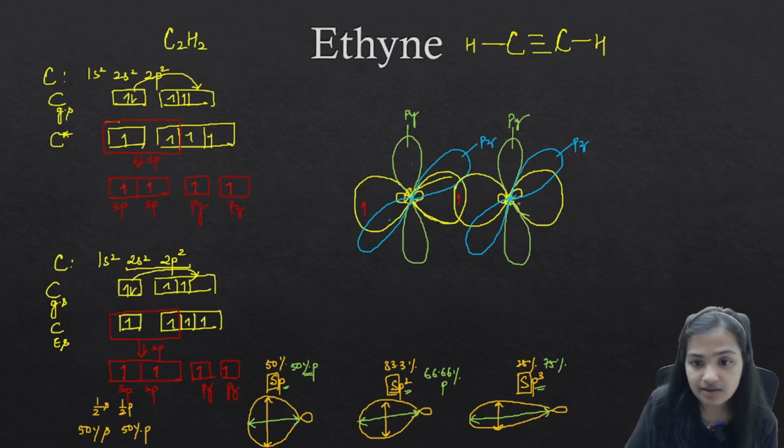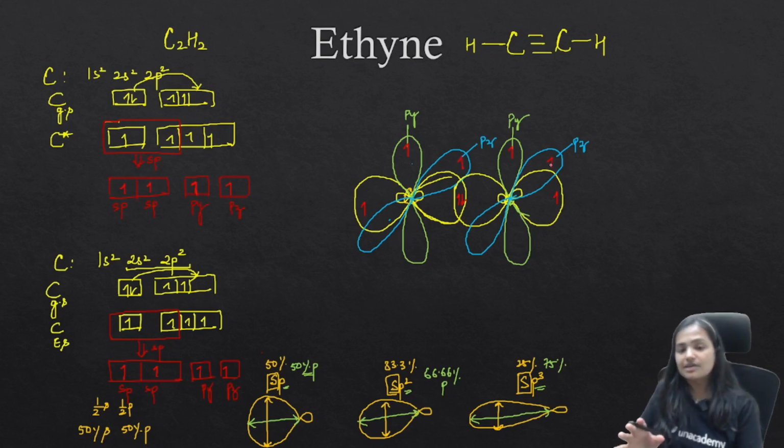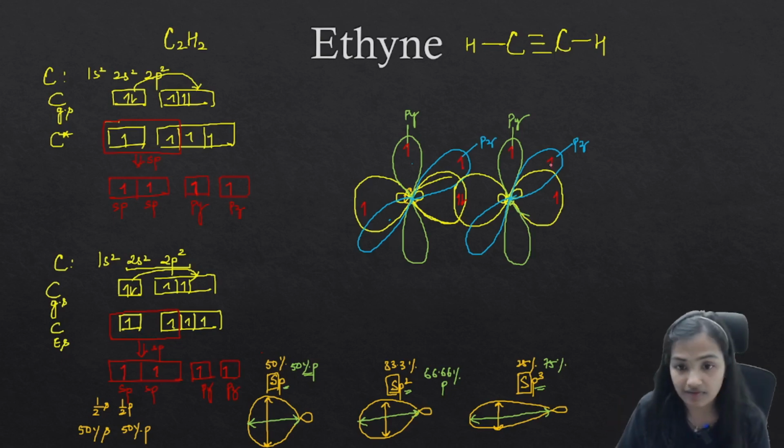Again, this carbon's sp orbital is also having one electron and one electron. If you talk about the py also, we have one and one electron. So in the py we have one electron, in the pz also we have one electron. Okay, so this is one electron we do have.